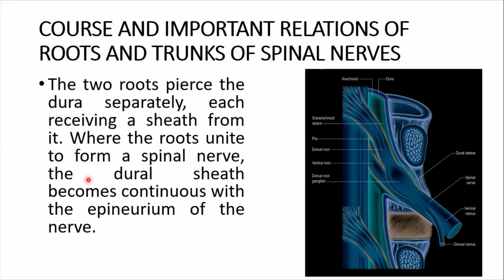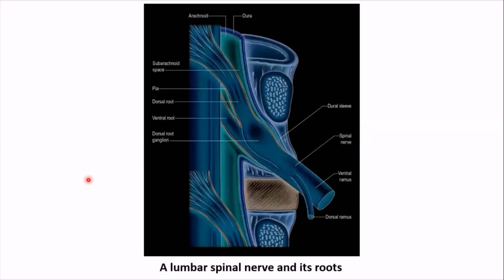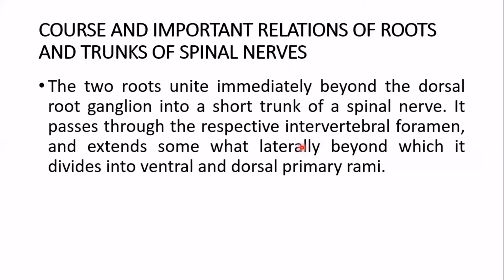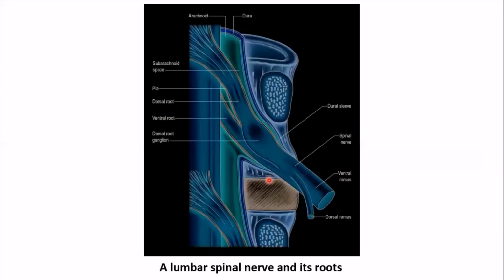You already know what is epineurium, three parts of the connective tissue coverings of every nerve: epineurium, endoneurium, and the perineurium. This is the lumbar spinal nerve I showed you already. So this is continuation of that part. The two roots unite immediately beyond the dorsal root ganglia into a short trunk of the spinal nerve, passes through the respective intervertebral foramen. This is just repetition to make the concept stronger and reinforce it, and extends somewhat laterally, beyond which it divides into ventral and dorsal primary rami. This I told you already, right? This is spinal nerve formed distal to the dorsal root ganglion.